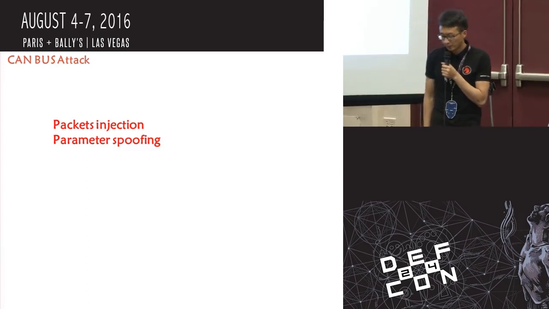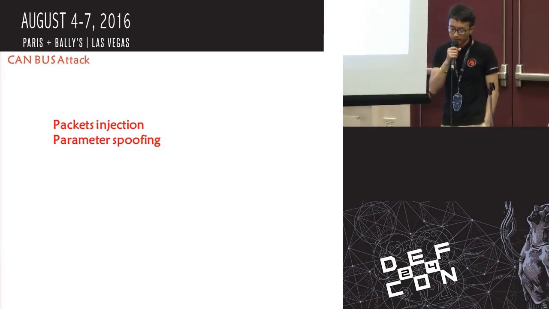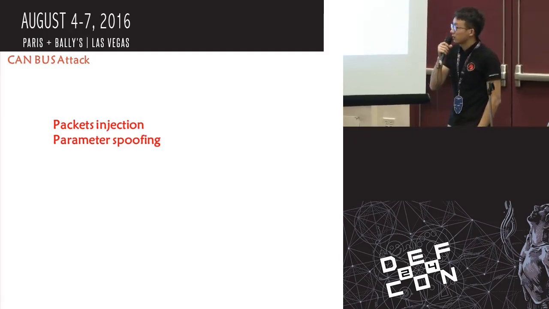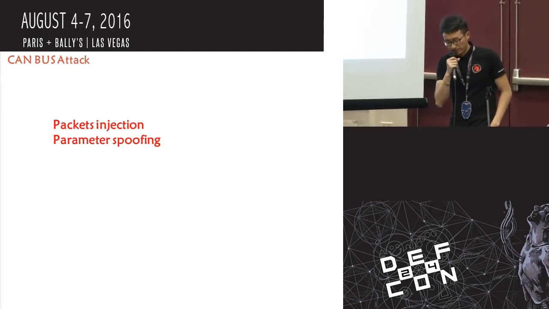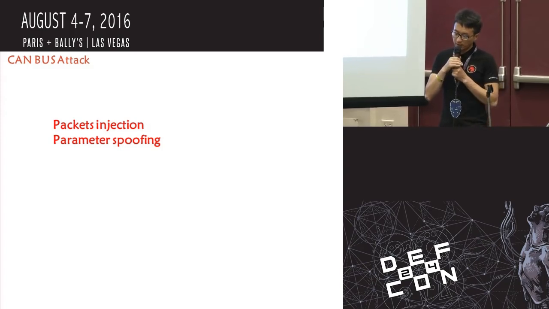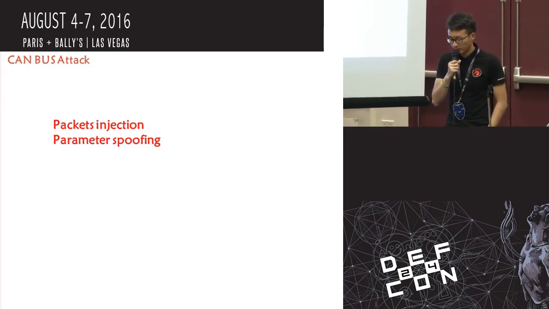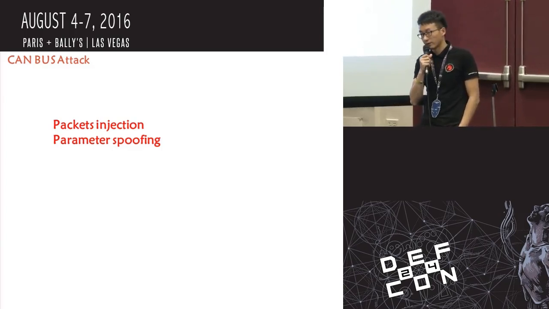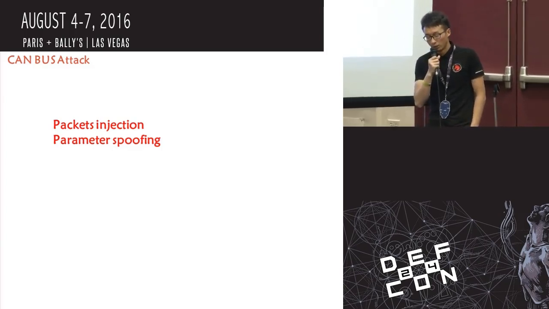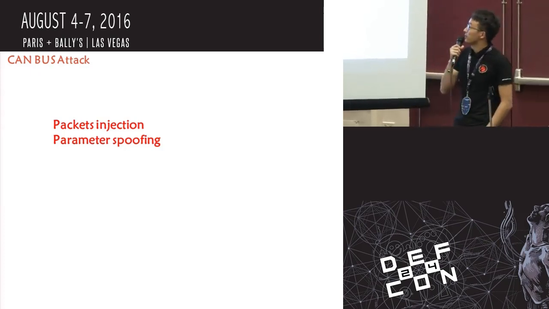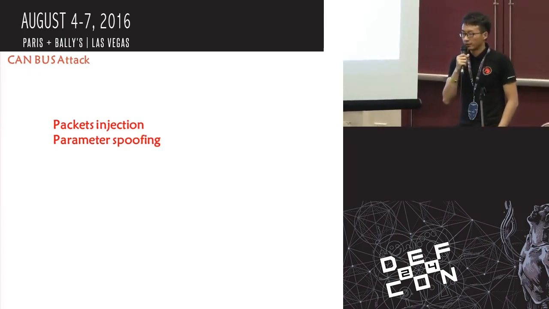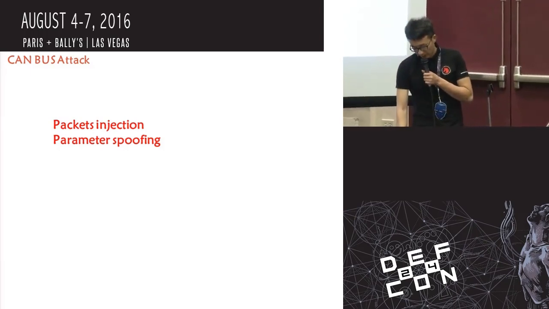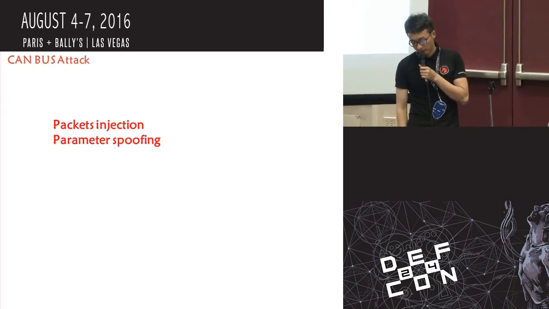The other is parameter spoofing. For example, in the GPAC, the channel miner conducted that. In order to control the steering at high speed, you have to spoof the speed to make the car think it's traveling at low speed, because the car won't allow you to control the steering when it's traveling above 5 miles per hour. So you have to spoof the parameters.